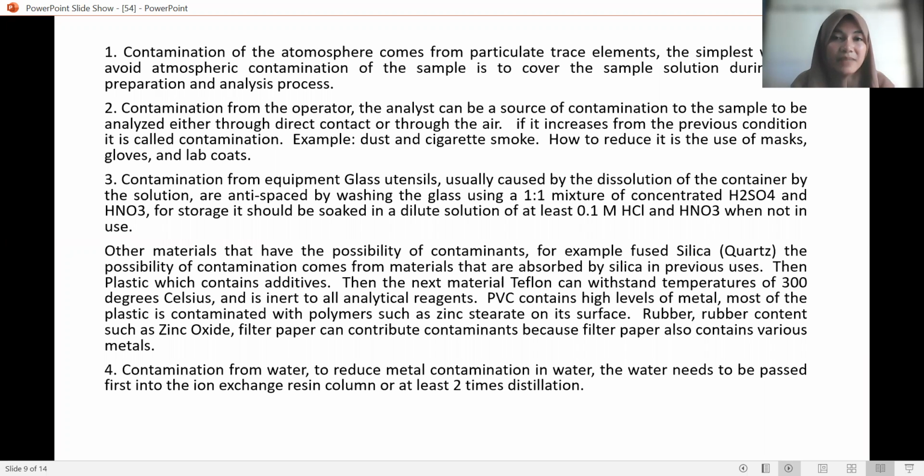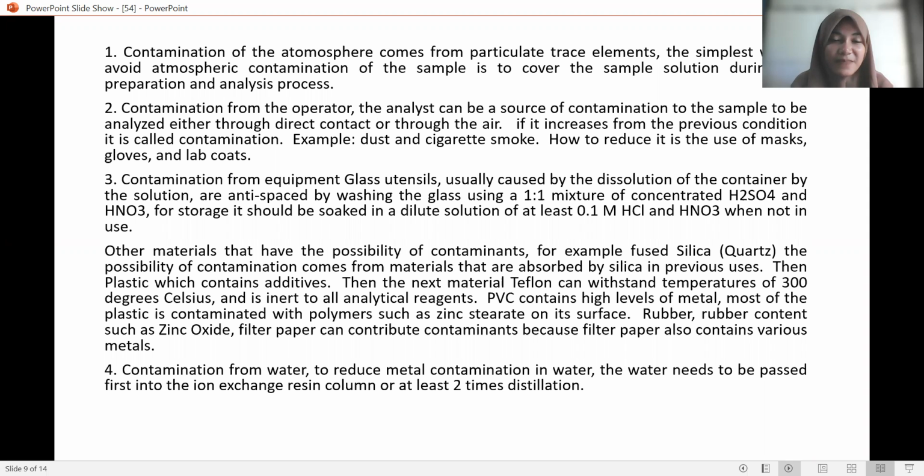2. Contamination from the operator. The analyst can be a source of contamination to the sample to be analyzed, either through the raised content or through the air. If it increases from the previous condition, it is called contamination. Example, does a cigarette smoke? How to reduce it? It is the use of masks, gloves, and lab coats. 3. Contamination from equipment, glass, and cells.